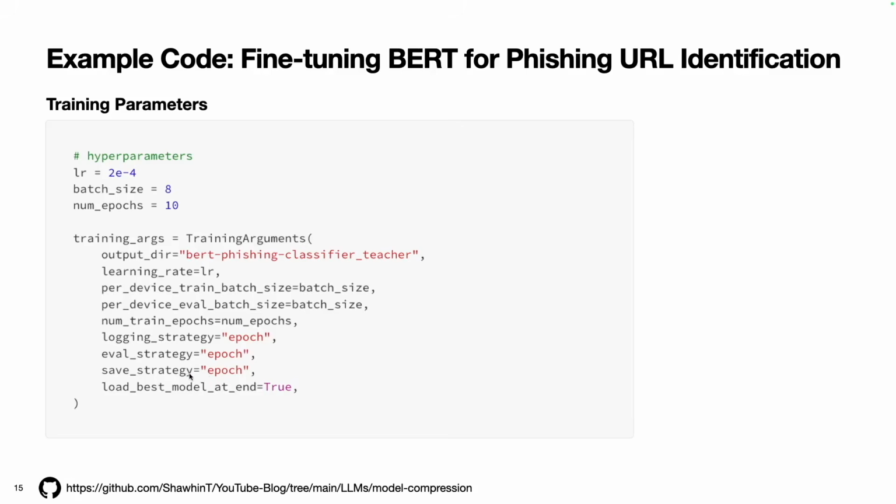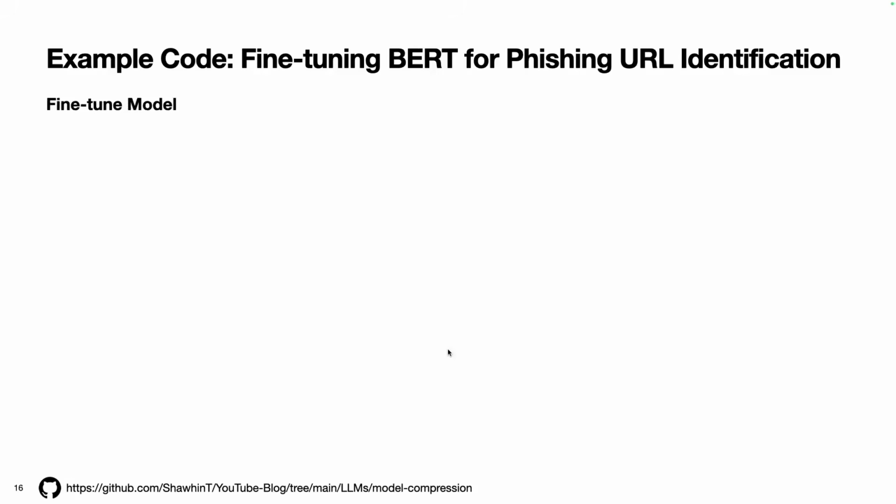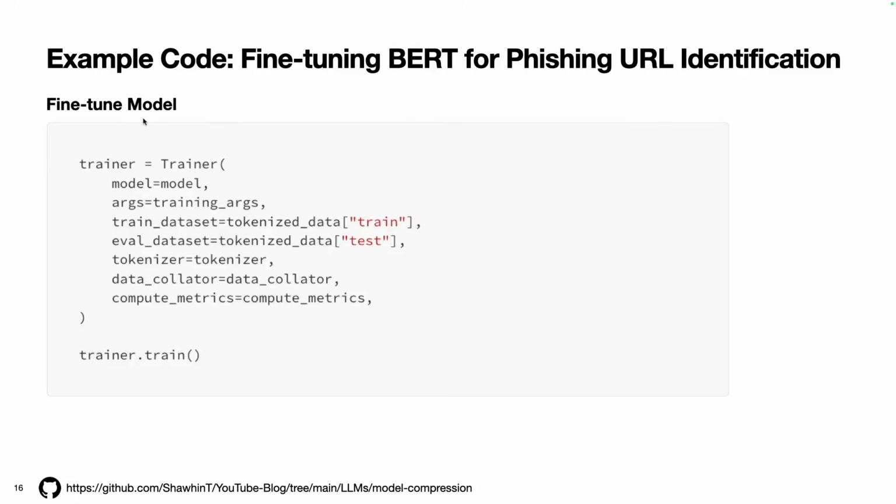So we can have the model get saved at every epoch just in case something goes wrong. We can refer back to that latest save. And then we'll set that the trainer will load the best model at the end. So if the 10th epoch isn't the best model, maybe it was the 8th epoch, we'll use that one instead of the last one. With all the training arguments set, we are ready to fine tune our model. We'll pass everything into our trainer, pass in our model, the training arguments from before, our training data set, our evaluation data set, the tokenizer, the data collator, and the compute metrics function, and then simply run trainer.train.